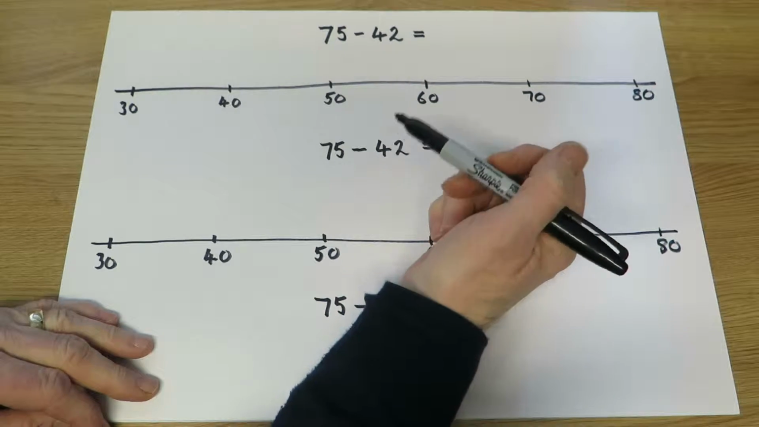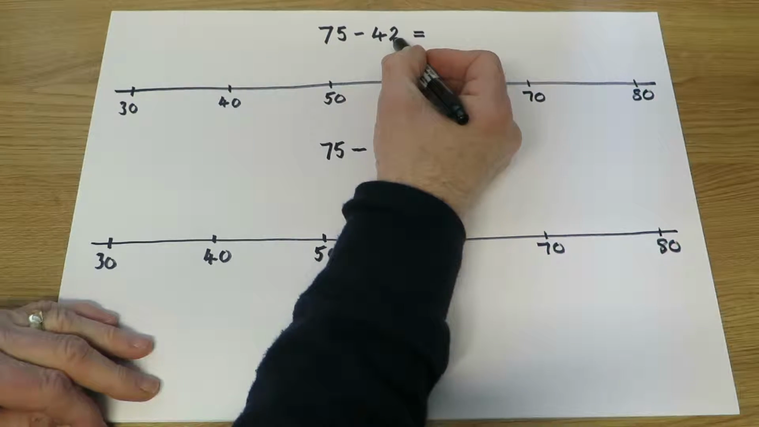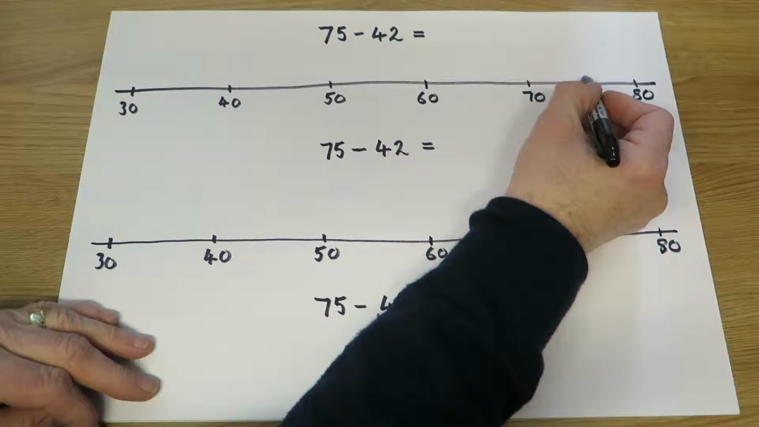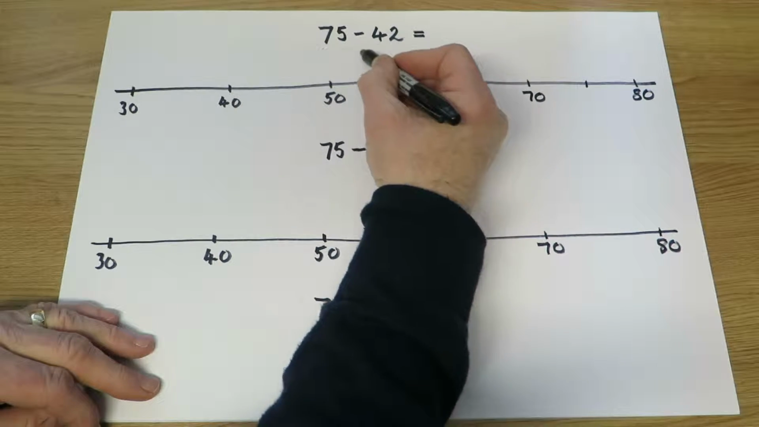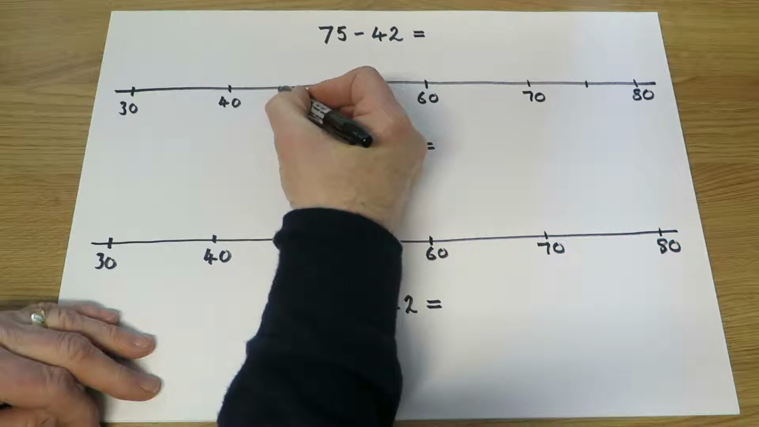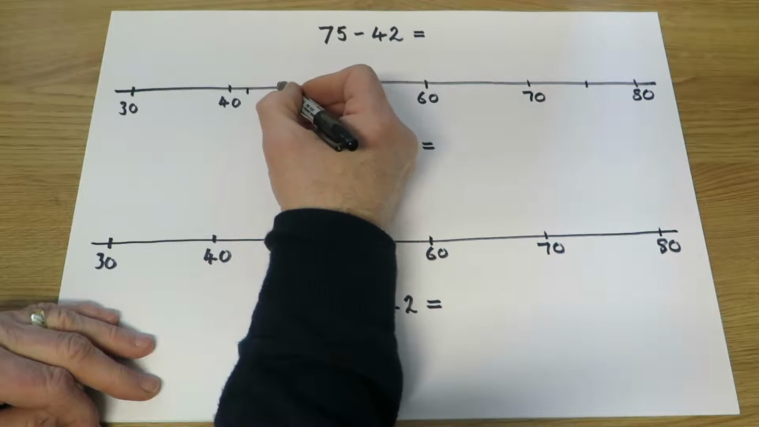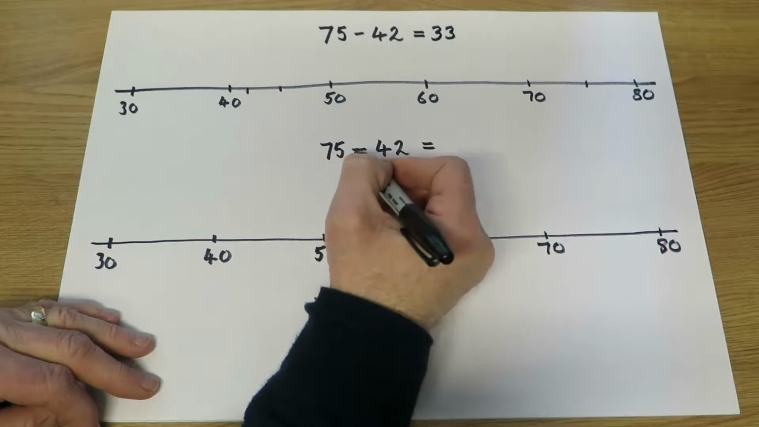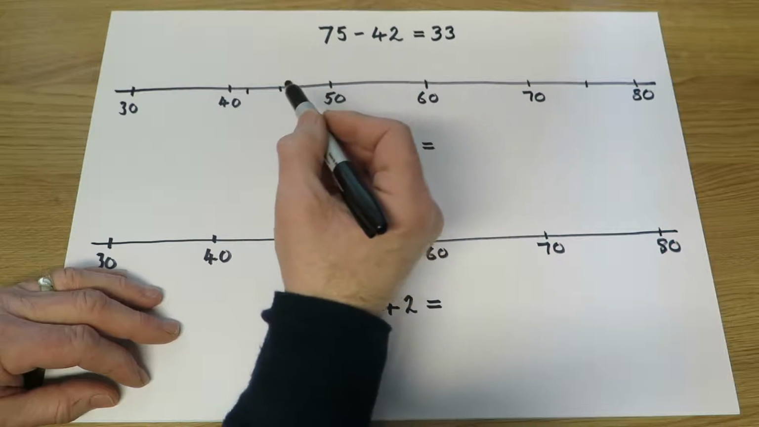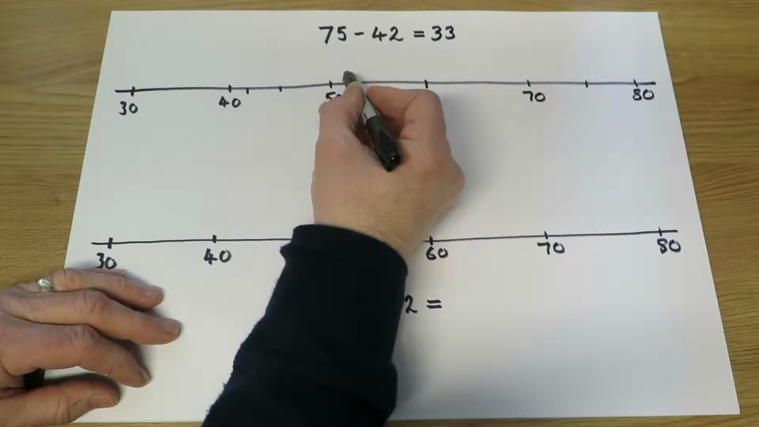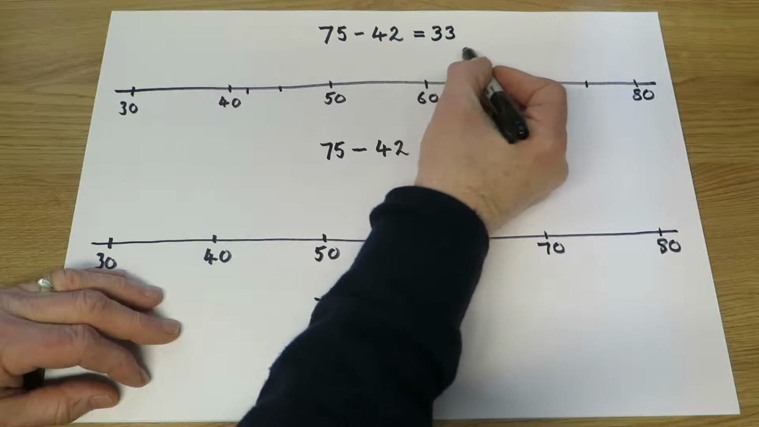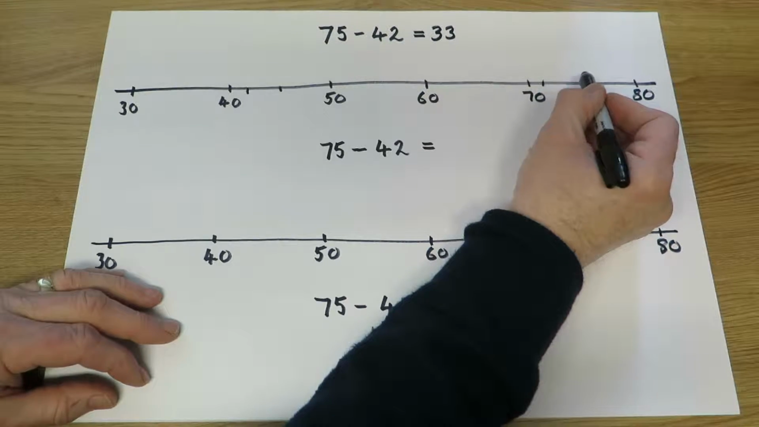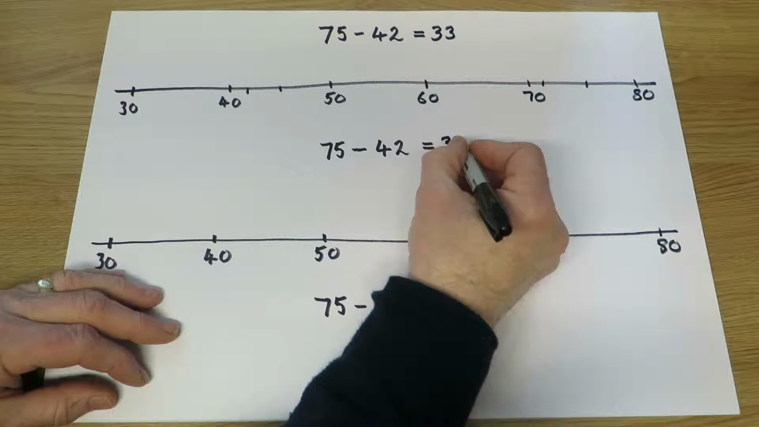So to find the difference between 75 and 42, they could start on 75 and move back to 42. So 10, 20, 30 gets them to 45, 42 is about there, so it'll be 33 to get back to 42. Or they could start on the 42 and work their way up to 75, so 10, 20, 30 gets them to 72, 73, 74, 75, so again obviously the answer is 33.